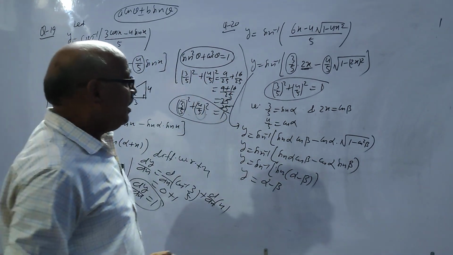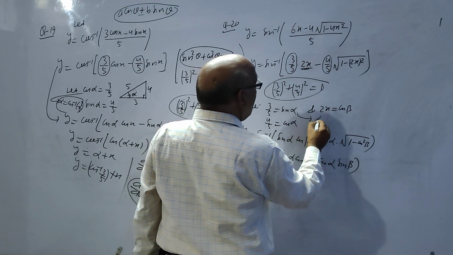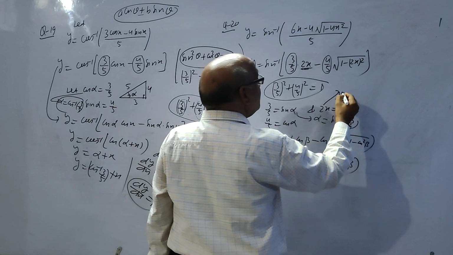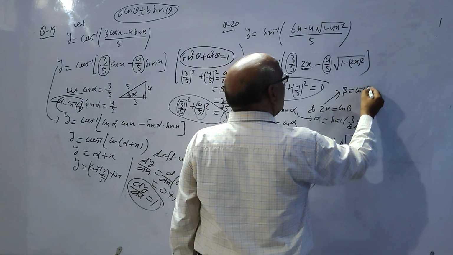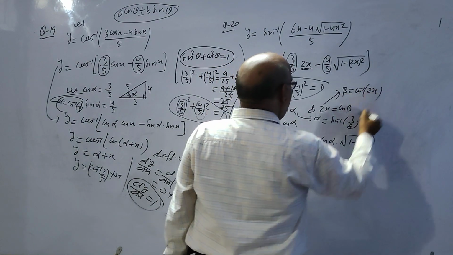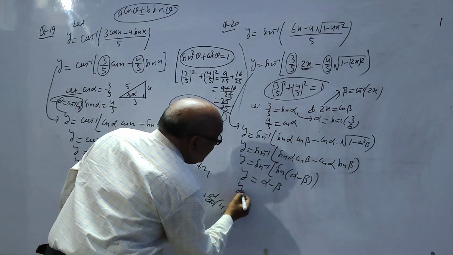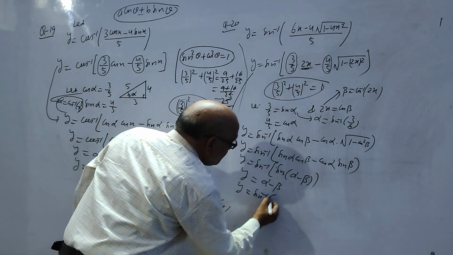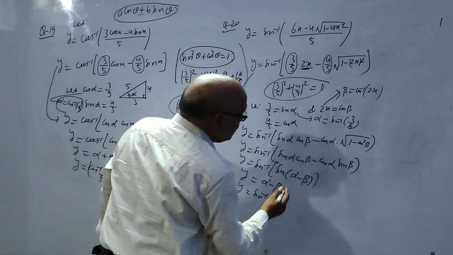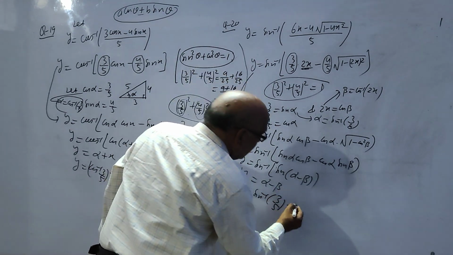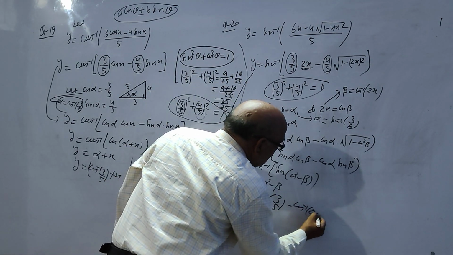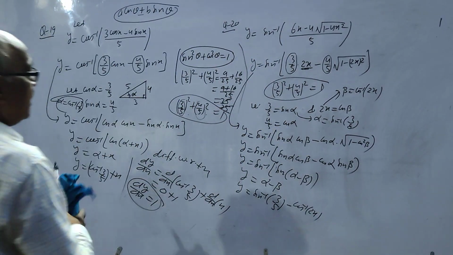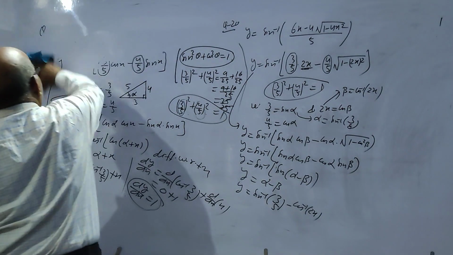Here alpha is equal to sin inverse 3 by 5, and beta is equal to cos inverse of 2x. Put these values here, so y is equal to sin inverse 3 by 5 minus beta, that is cos inverse 2x. Now differentiating with respect to x, we will differentiate and show you.